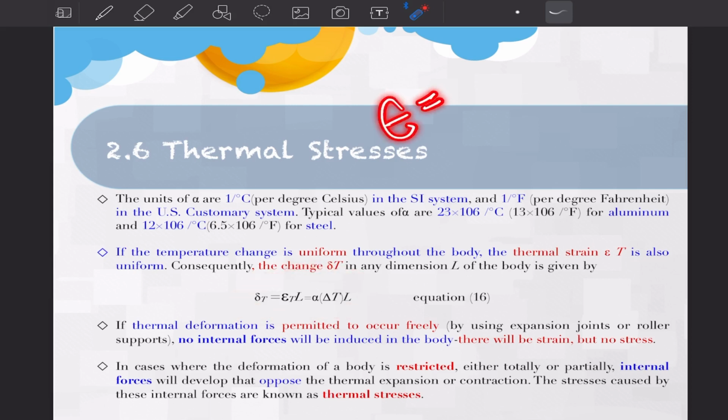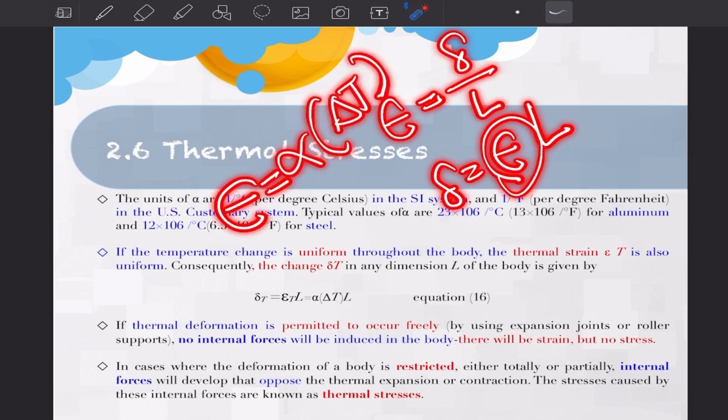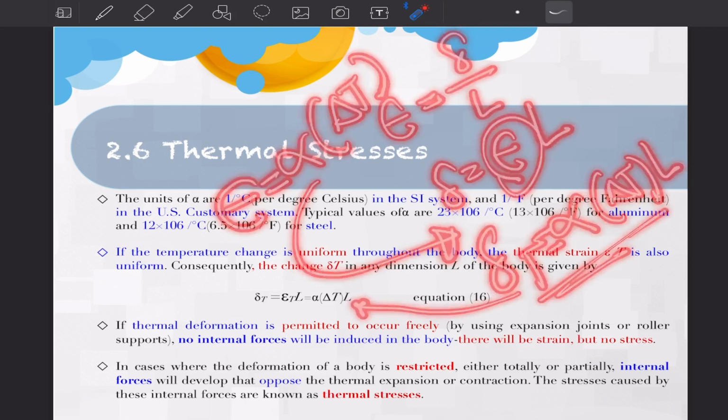Strain equals deformation per unit length. So deformation is strain times L. Strain, diba? Strain is equal to alpha times delta T. So we have now the deformation due to the change in temperature is equal to alpha times delta T times L. So muna siya nga formula.